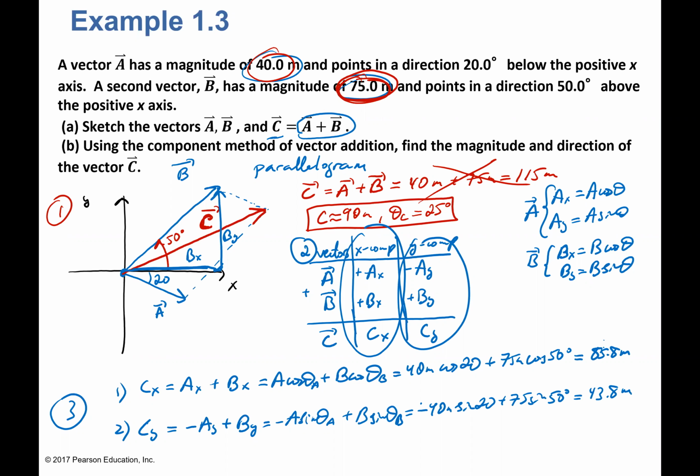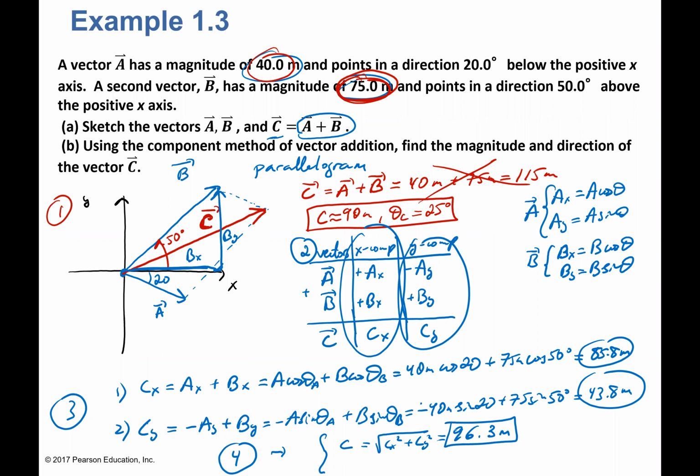Okay, so you can see I calculated the components of vector C. Then you can say there's also a fourth step, which is calculating two things. The magnitude of vector C is the square root of x component squared plus y component squared, and those are the values we just calculated. If I plug in those values, I'm going to get 96.3 meters. And then using the inverse tangent of the y component over the x component, if I plug in those values, I'm going to get 27 degrees.